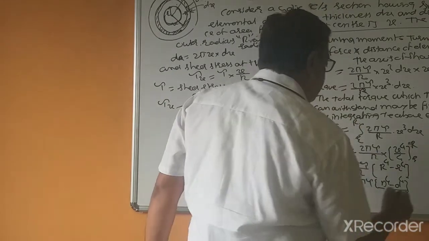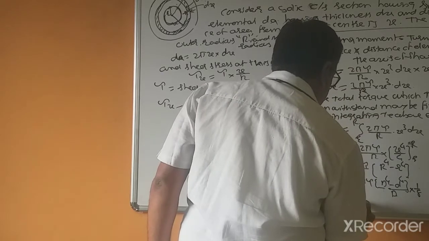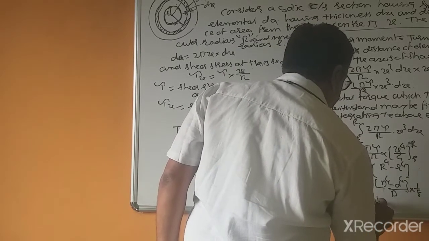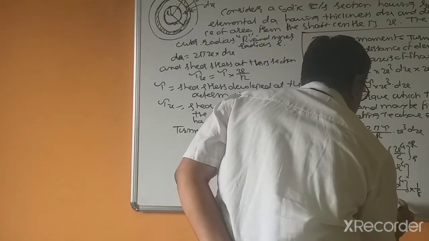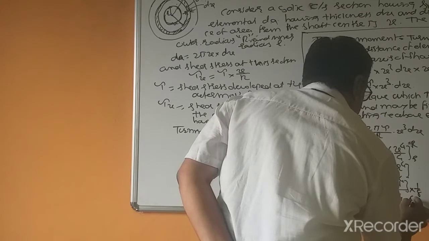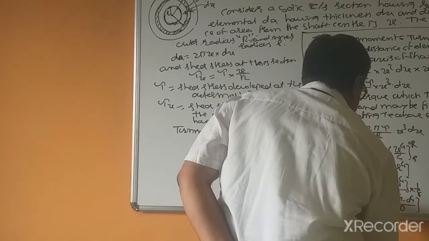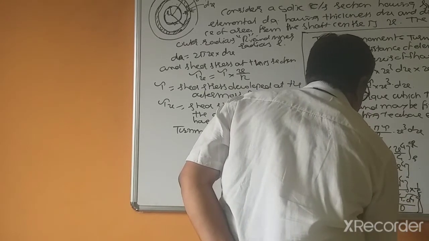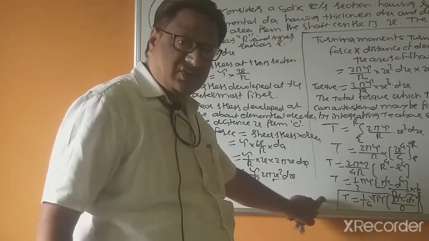So that's why here it is multiplied by 1 by 8. So you will get the relation 1 by 16 pi into tau into D raised to 4, small d raised to 4 divided by capital D. This is the relation. This is for hollow shaft. So try to note down this.